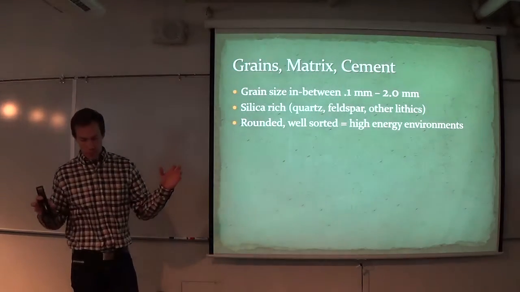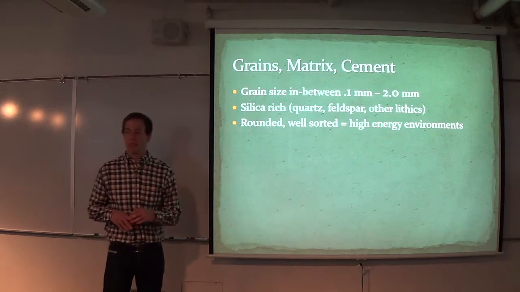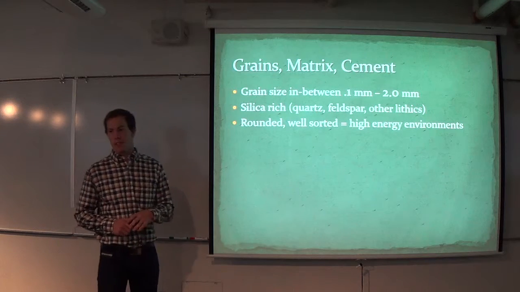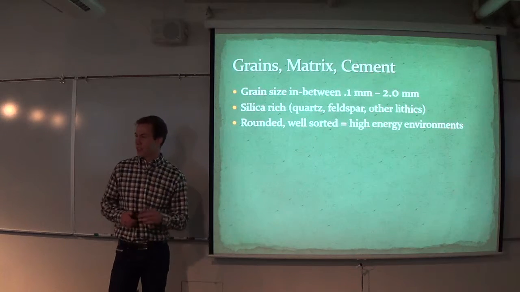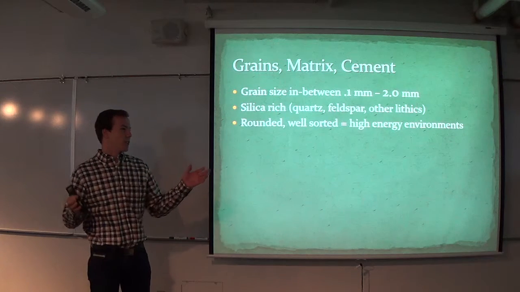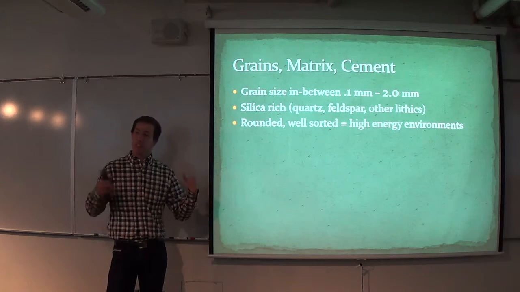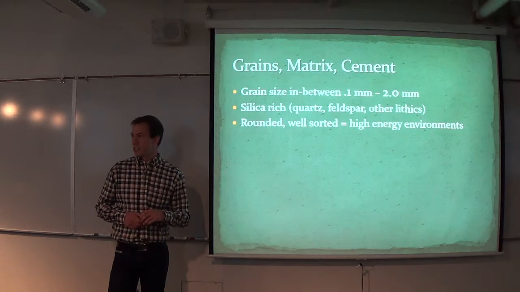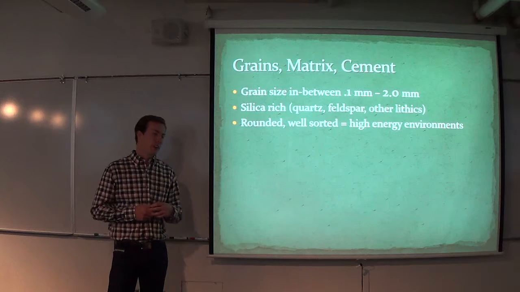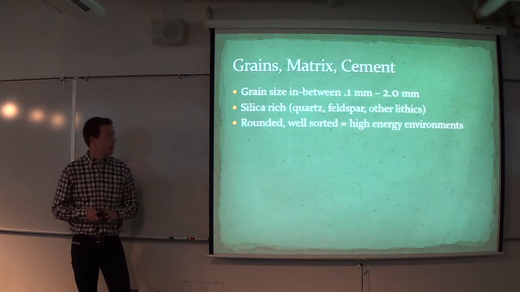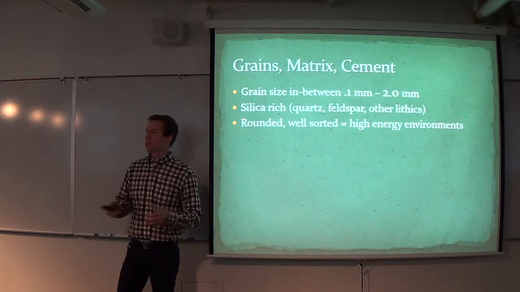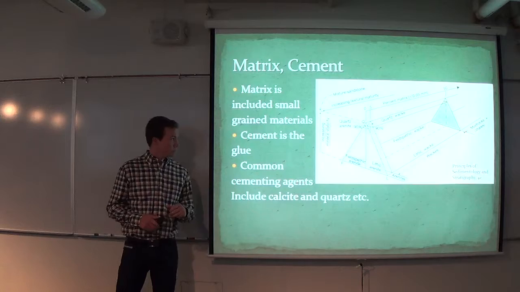So sandstone is made up of three main components: the grains, the matrix, and the cements. Quickly I'll review. The grains need to be from 0.1 millimeters to 2 millimeters, and the minerals need to be silica-rich, so either coming from quartz or feldspar. There are also lots of other rock fragments. They're rounded and well sorted, which means that they're normally coming from high energy environments.